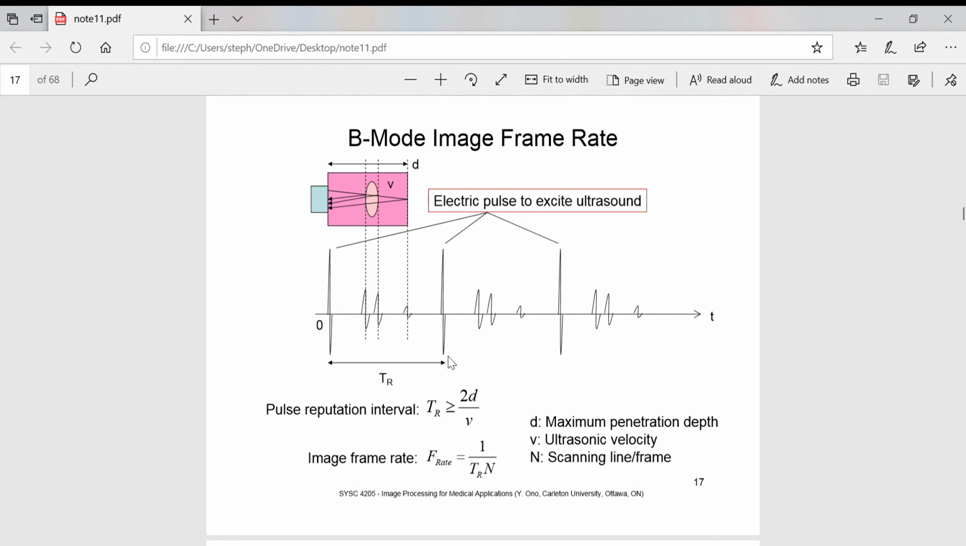The time between these different pulses is going to be TR. TR has to be greater than 2d, where d is our maximum penetration depth, the entire length of the object, divided by the ultrasonic velocity. Our image frame rate is going to be 1 over TR times N, where TR is the time between two pulses and N is our scanning line or frame number. So what's the frame number that we're talking about?